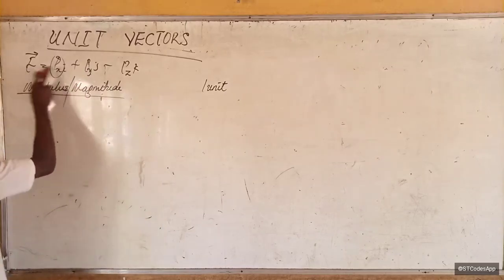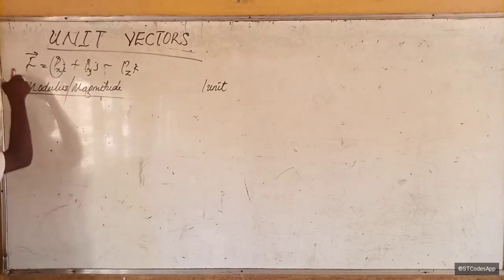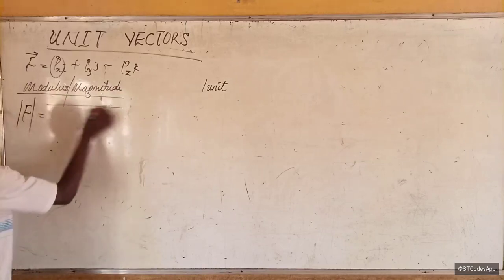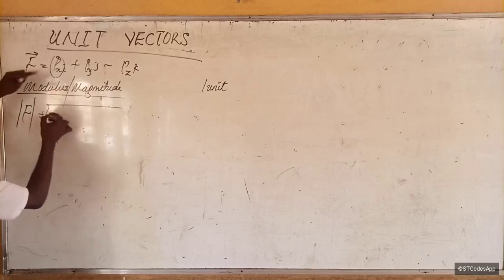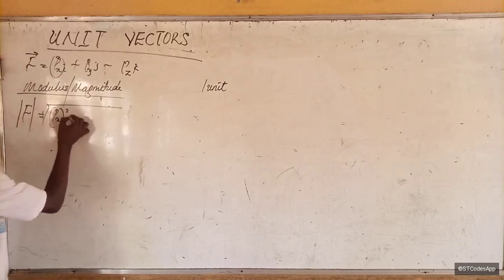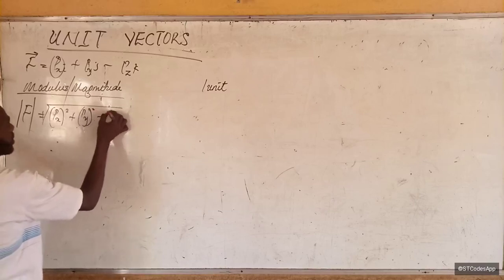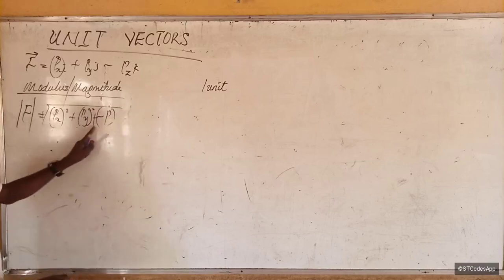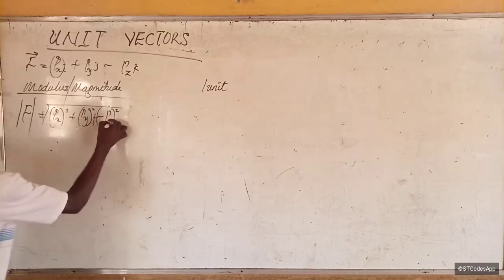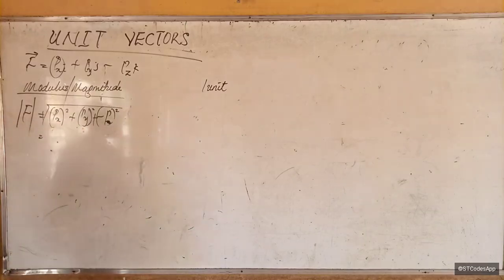So for example, you are told to find the magnitude of this vector, the vector F. You take the modulus this way: it becomes the square root of the one on the x-axis, that will be P sub x squared, plus in this case P sub y squared, then minus P sub z squared also. You're adding everything, is that okay? So that will be the magnitude of our vector.